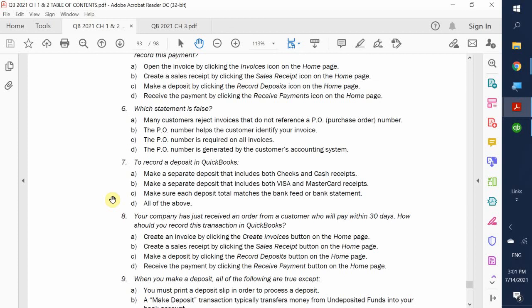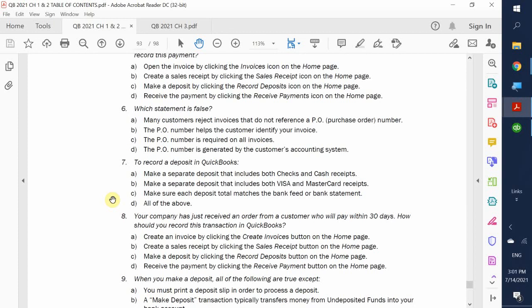7 for 7, right? I have it as C. C, right? Okay, hold on, I don't understand. Make the separate deposit that includes both checks and cash, is that right? That's what you said. Okay, yeah, that is right. So make a separate deposit that includes both Visa and MasterCard receipts.